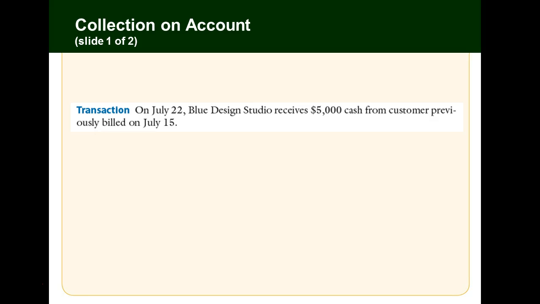Here's another one, guys. On July 22nd, Blue Design Studio receives $5,000 cash from customers previously billed on July 15th.